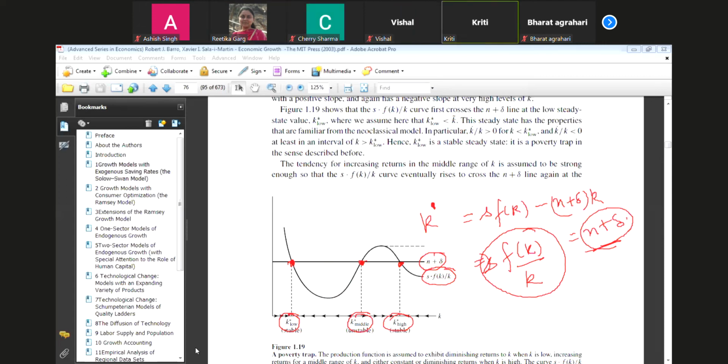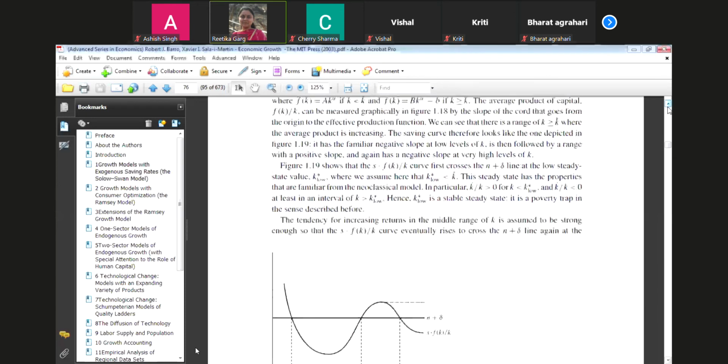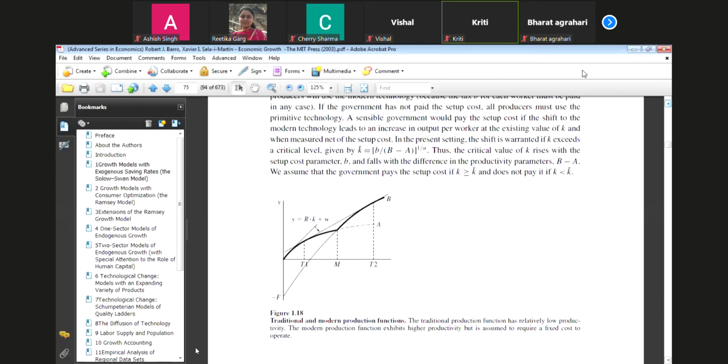And how did we get this curve for SFK from the production function? So I just told you, let me clear this and go back up. As I said, any ray from origin to a point on the production function, the slope of that ray gives you the average product of capital, Fk by K. So we have just qualitatively plotted that, which we had just discussed here.